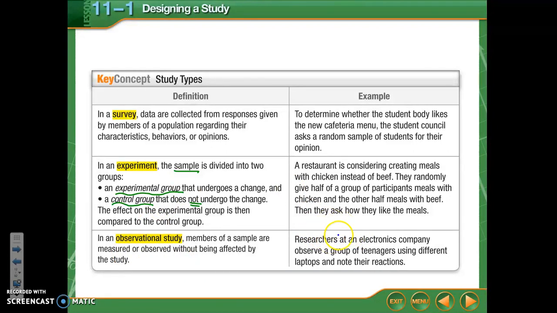So this would be an example: researchers at an electronics company observe a group of teenagers using different laptops, and they note their reactions. Okay, so they're just observing. They're not telling the group anything. They're just looking to see what's happening.